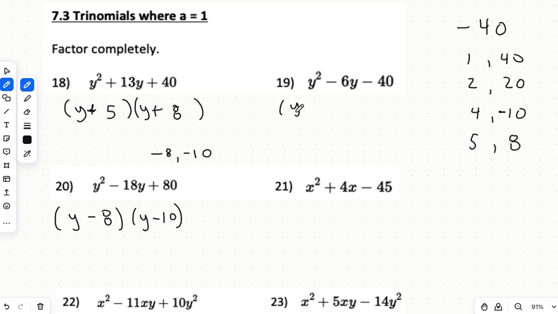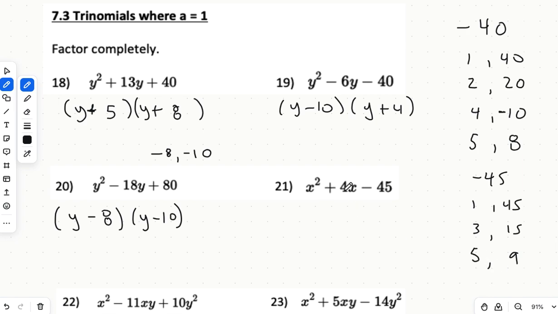So this one's going to go y minus 10 and y plus 4. If we FOIL all that out, it adds to negative 6 in the middle, and multiplies to negative 40 on the end. Negative 45 there, so negative 45 is our number, and 45, 1 and 45, 3 and 15, and then the more obvious 5 and 9 would be our choices.